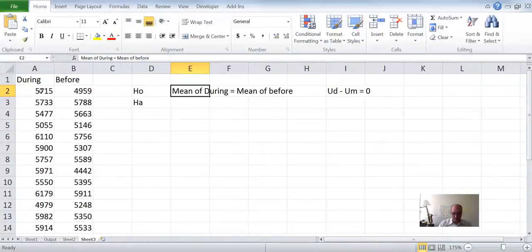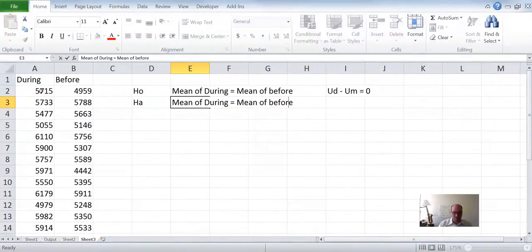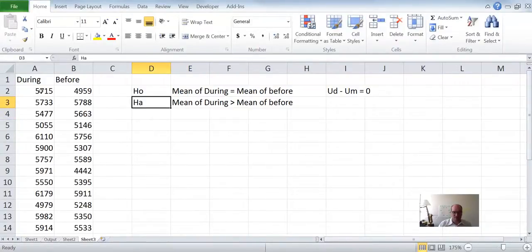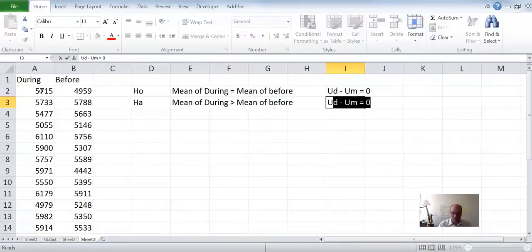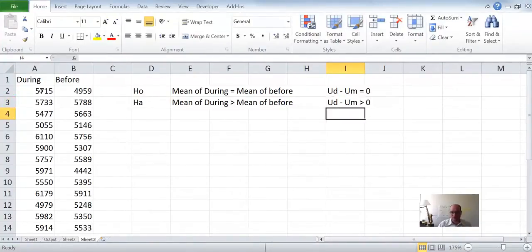Okay. And then our alternative, what they want to prove is that during the campaign their sales were higher, right? So remember, whatever it is we want to prove, that belongs in the alternative hypothesis. That way it puts the burden of proof on the alternative hypothesis. Remember, the null hypothesis has no burden of proof. It's already assumed. So again, we can rewrite this: mu d minus mu m is greater than 0. So mu d would be bigger.